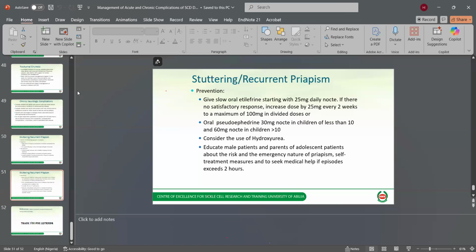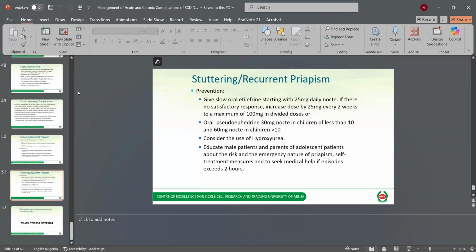Talking about hydroxyurea, we just mentioned that hydroxyurea is a disease-modifying agent. In terms of the dosage, it is usually given between 15 to 25 milligram per kilogram, and sometimes even up to 35 milligram per kilogram of body weight. So that is how to calculate the dose. And usually you start with the lower doses. When a patient is coming, you start with 15 milligram per kilogram body weight.